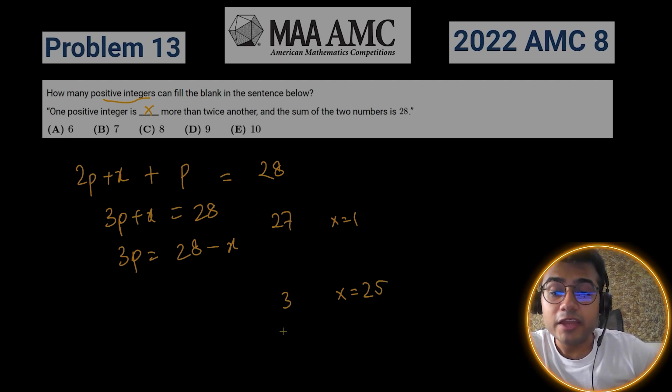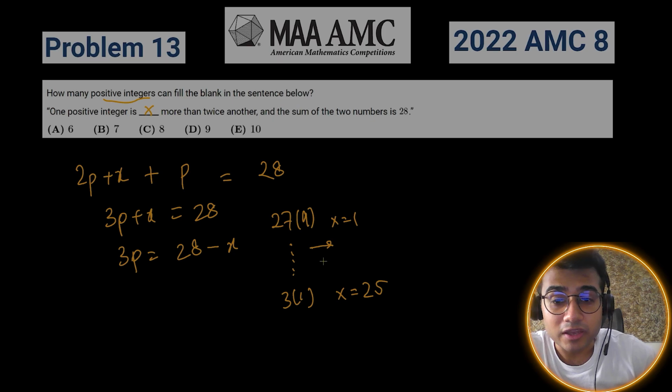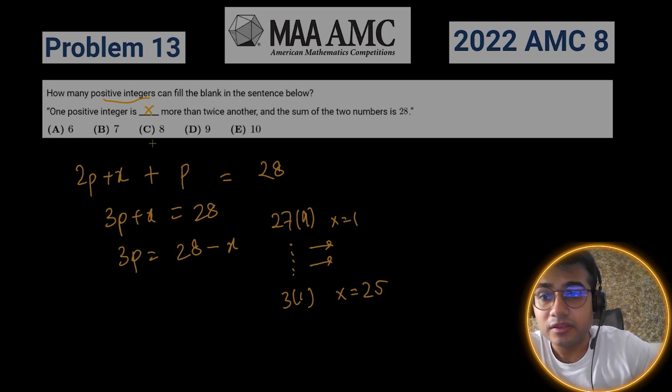And we cannot make it anything less than 3, because then p is not going to be a positive integer. So how many values of x will we have? Well, from the first multiple of 3 to the ninth multiple, this is 3 times 1, this is 3 times 9, and all the multiples in the middle will also have their corresponding x. So there will be 9 values in total that we can have for x that will still satisfy this condition. So the answer is D.